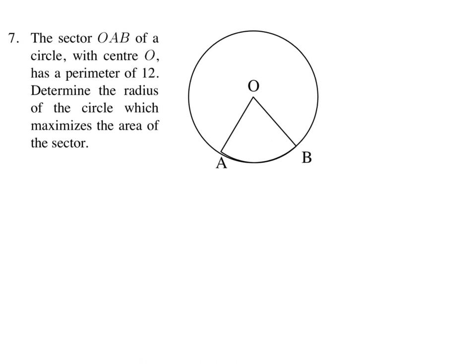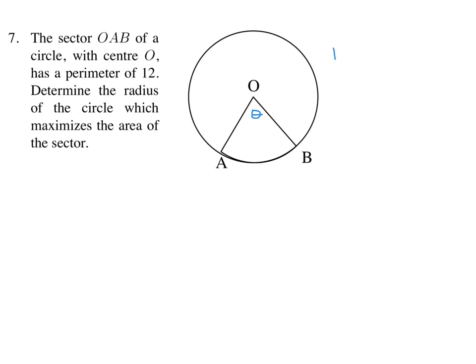The sector OAB of a circle with center O has perimeter of 12. Determine the radius of the circle, which maximizes the area of the sector. Okay, so I'll just label this theta. And therefore, they're saying the perimeter of the sector. So the entire region, I guess, not just the arc.